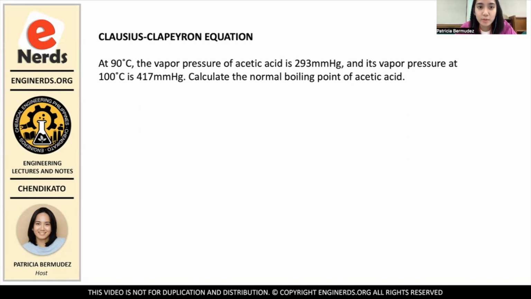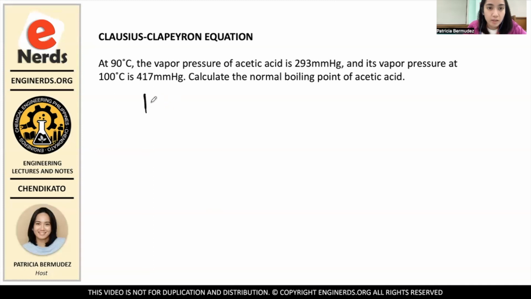And for today's video, we will be discussing an equation that is used for systems that have two phases that are in equilibrium. They have either solid and liquid in equilibrium, or liquid and vapor in equilibrium. So the Clausius-Clapeyron equation is given by this formula.